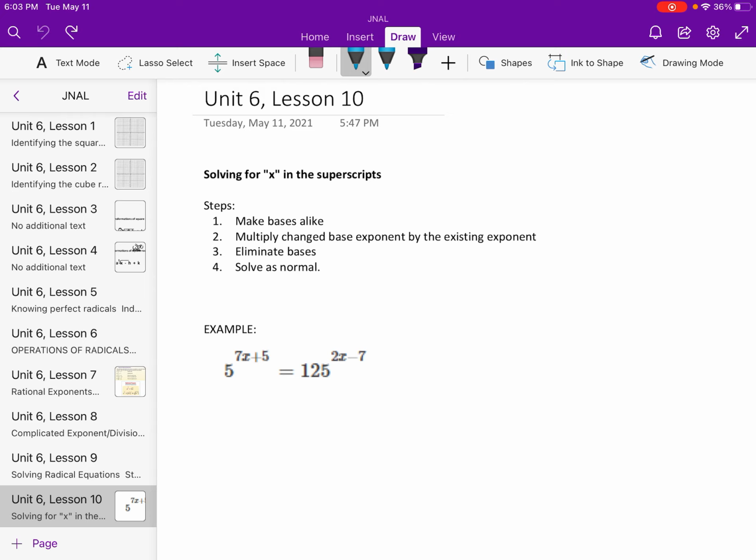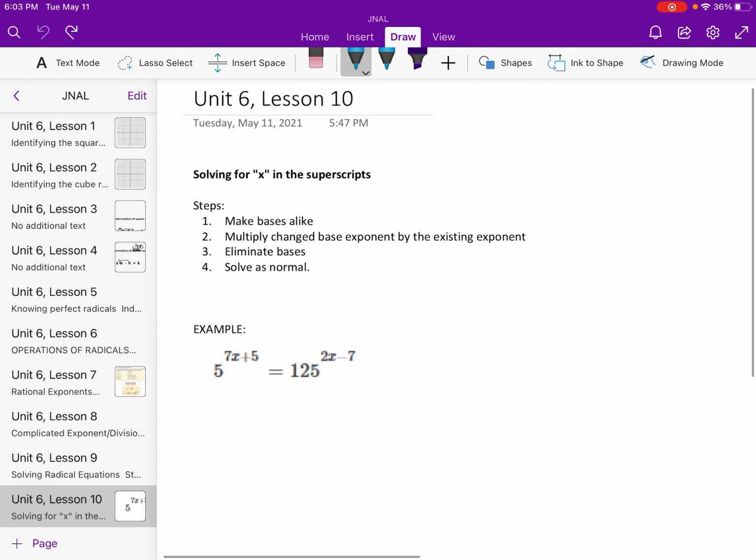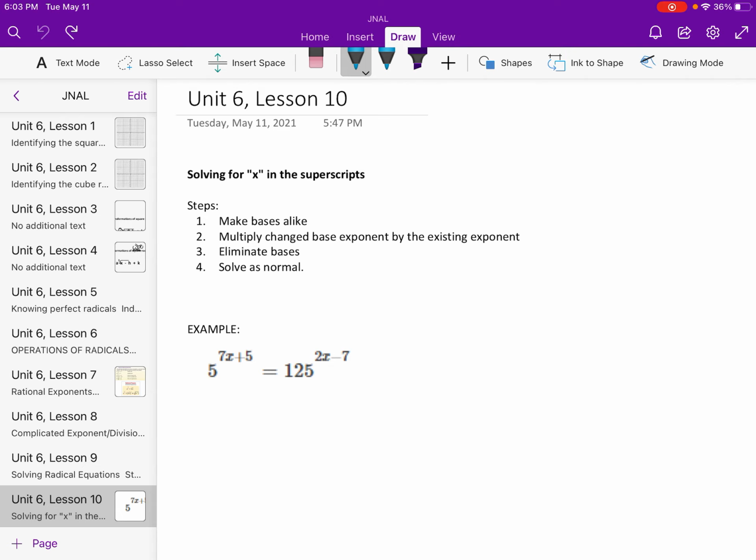I don't know if that's the exact formal way I could say this, but I made this lesson because you sometimes have problems where you need to find what x is, but it's in the exponents, so you have to do something different. And these are the steps you do.